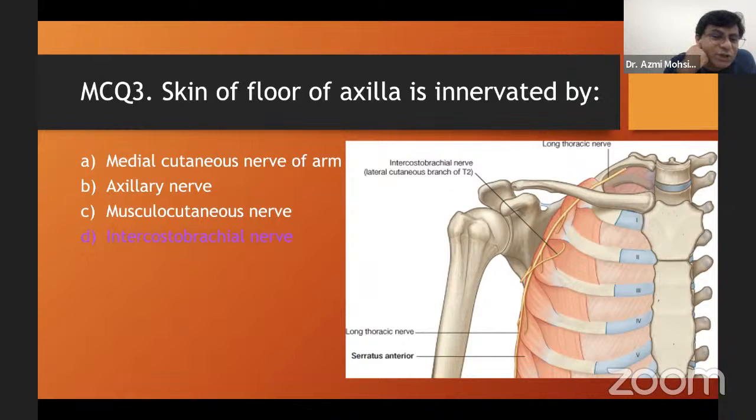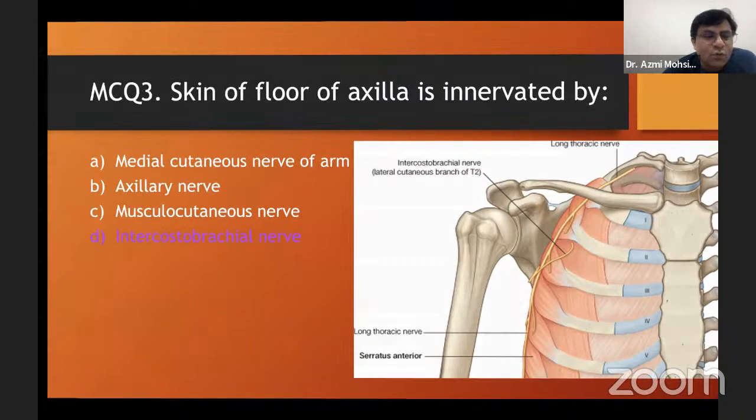And that is intercostobrachial nerve. The name itself is suggesting the answer. Intercosto, because it's arising from the intercostal nerve. Brachial is what? It's brachium, the arm. So upper medial side of the arm, including the skin on the floor of the axilla, is innervated by intercostobrachial nerve. Understood? Okay. Next, question number 4.